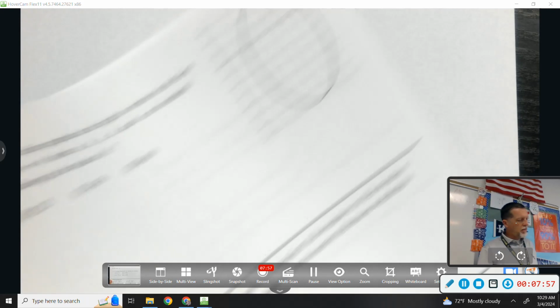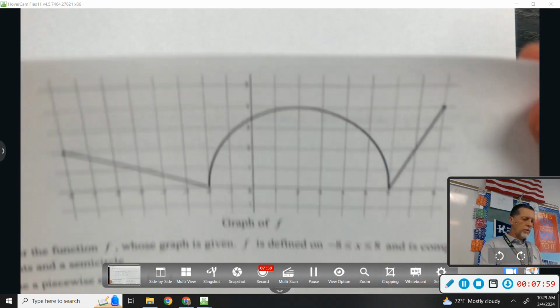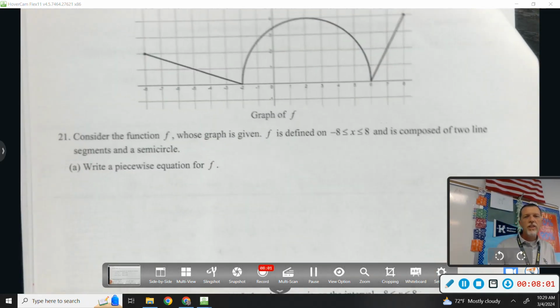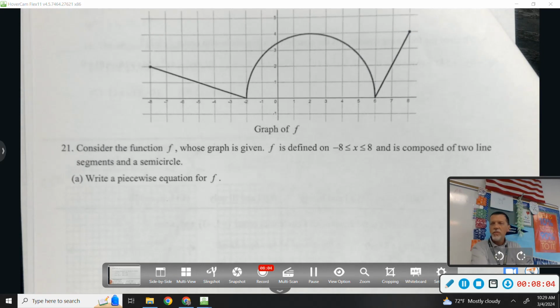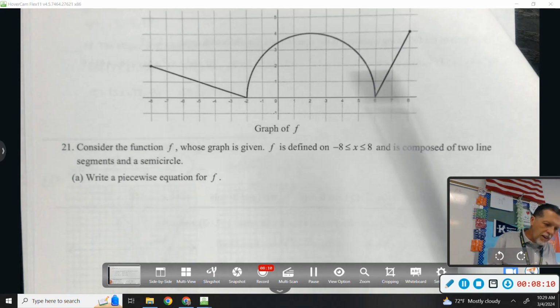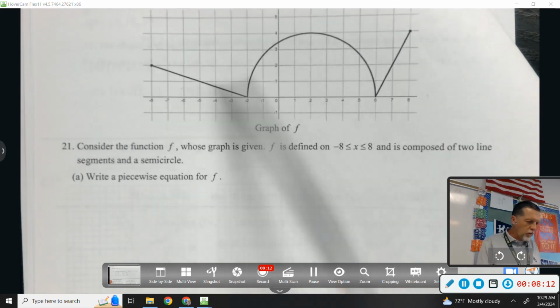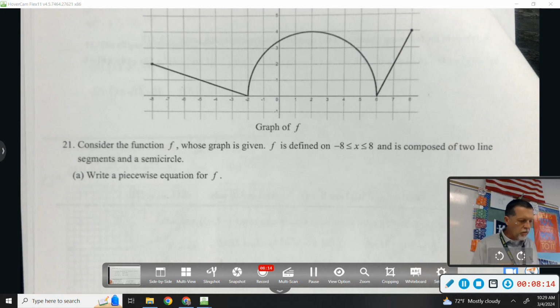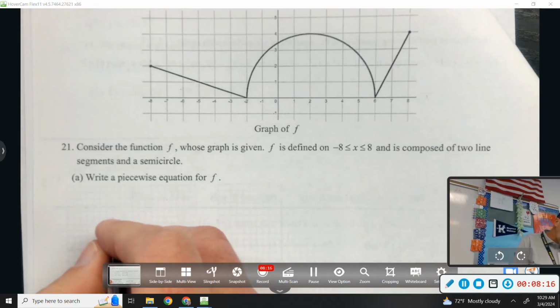21. Oh, look, it's our favorite picture. Again, for the 3rd time, maybe. Consider the function whose graph is given. F is defined between negative 8 and 8, composed of 2 line segments and a semicircle. Write a piecewise equation.